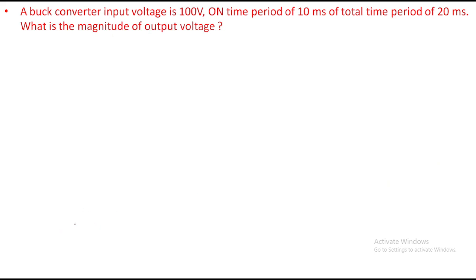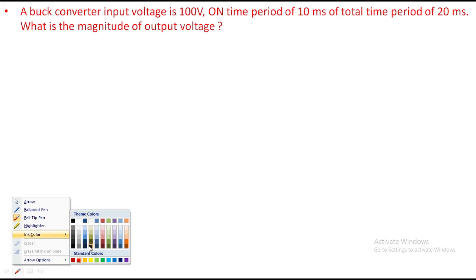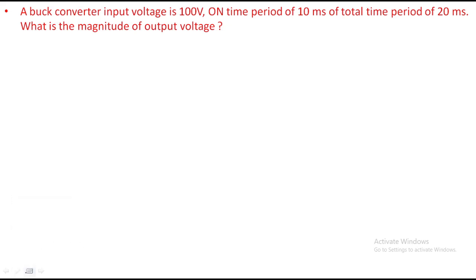Next, we will discuss a problem related to this, then we will understand very clearly. The problem is: a buck converter input voltage is 100 volts, the on time period is 10 milliseconds, and the total time period T is 20 milliseconds. What is the magnitude of the output voltage?